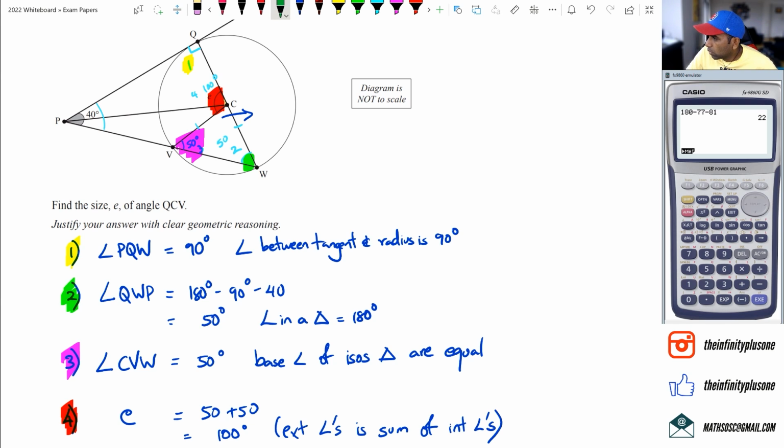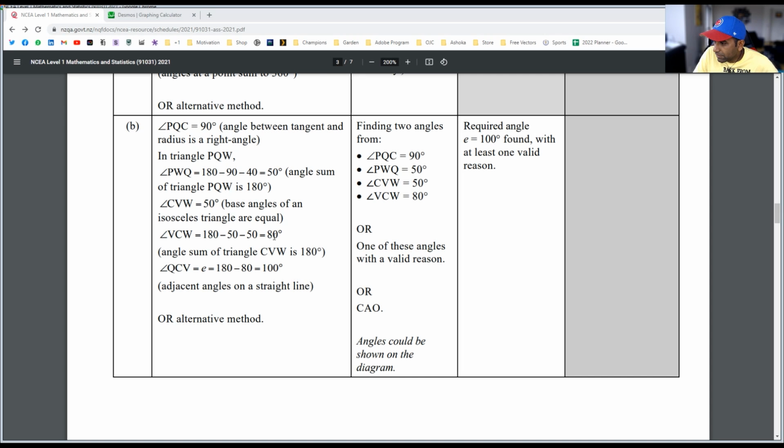Now the grades wise, they're saying that required angle is E is 100 degrees, and you have to have at least one valid reason, right? So I guess maybe that's why they try to do this, because I'm going to show you guys. Here we go. So if you have a look at it, they actually found the base angles, so that's the third angle they found out, and then after that what they did was they did another extra step and then put in adjacent angles in a straight line to actually figure it out. All right, but what we did was we kind of did that in like 4 steps there.